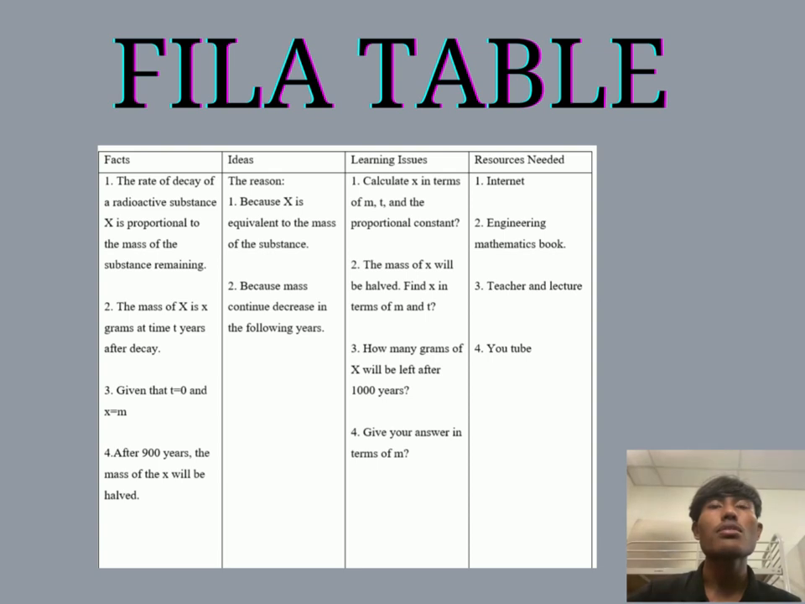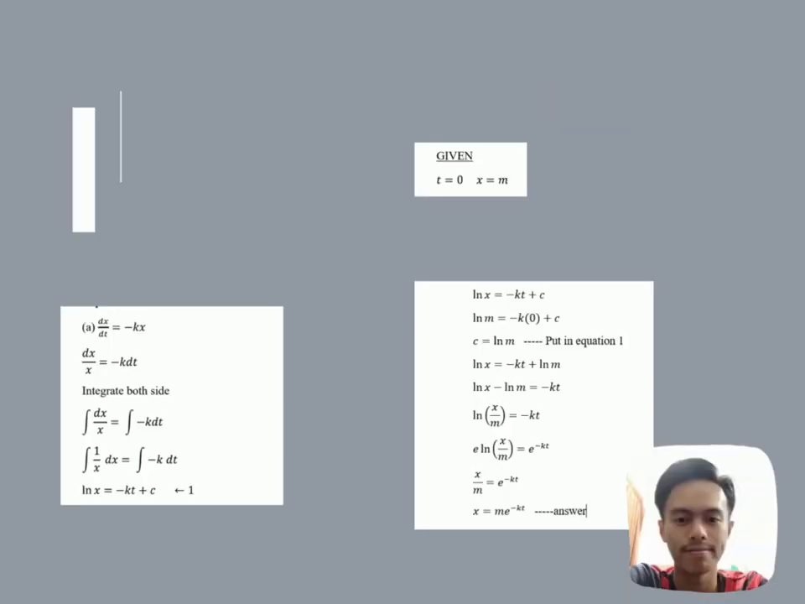For the last column, which is resources needed, we have 4 resources. First, internet. Second, engineering mathematics book. Third, teacher and lecturer. Fourth, YouTube. Okay, that's all for the filler table. Thank you.